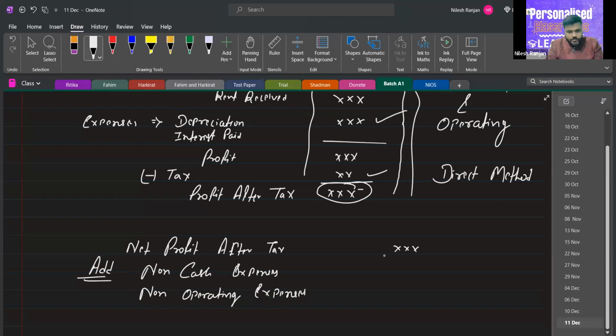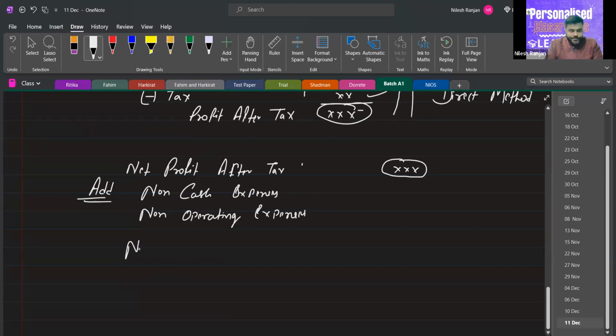Yes or no? Yes, sir. These items are already deducted from the sale, and then we find the net profit after tax. Actually, tax is also added here so that it becomes net profit before tax. After that we will add non-cash expenses, non-operating expenses, and then we will deduct non-cash income and non-operating income here.